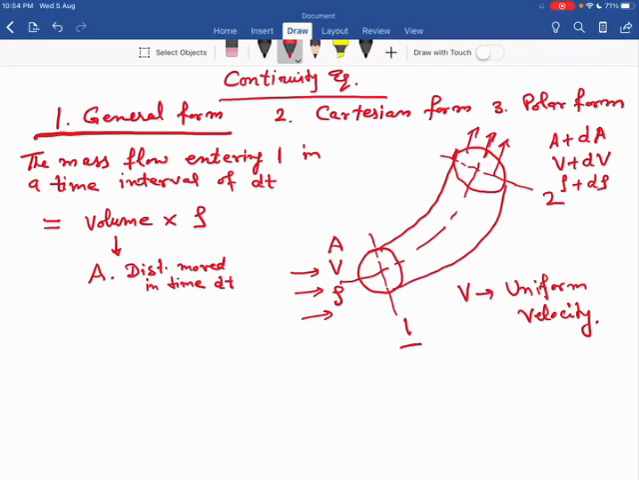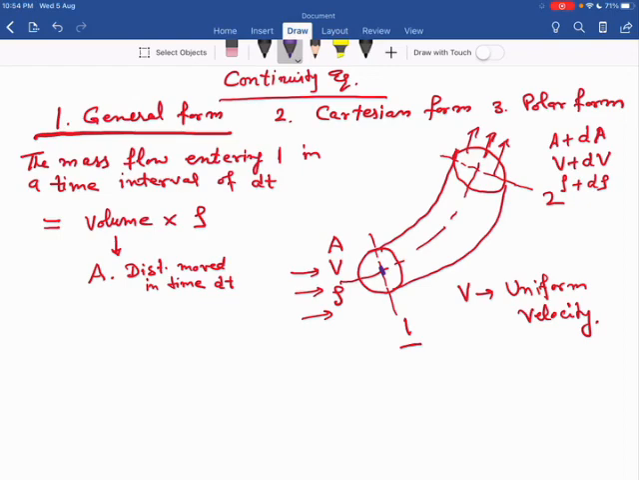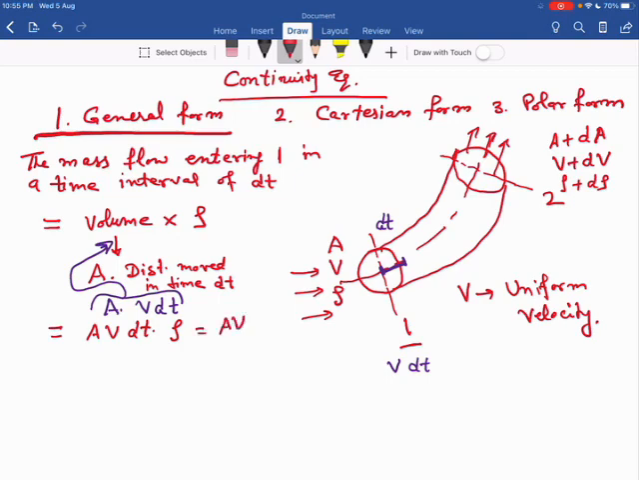If initially the fluid is over here, after time dt the fluid moves to this distance. So this movement is in time dt. That distance I write as velocity multiplied by time. So A multiplied by V dt gives us the volume. Now I can write the mass entering through section 1 is equal to A V dt into rho, which is equal to A V rho dt.